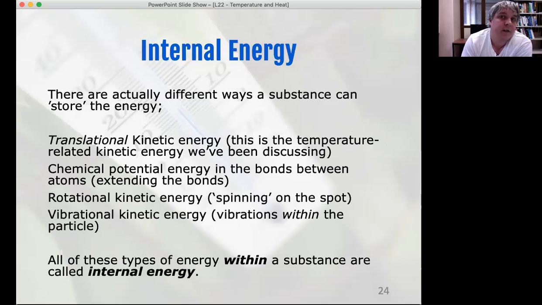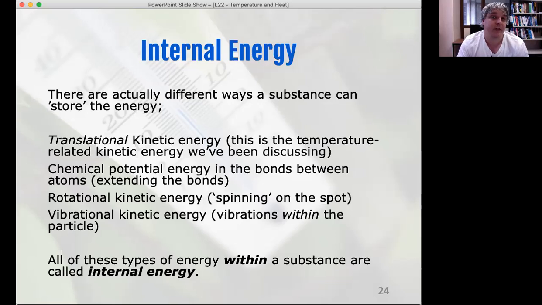If you give a substance some extra energy, it's not all going to become that kinetic energy that we think of as temperature. Some of it will go off and become other forms of energy. So the types of energy are translational kinetic energy, which is the temperature-related kinetic energy that we've been discussing.